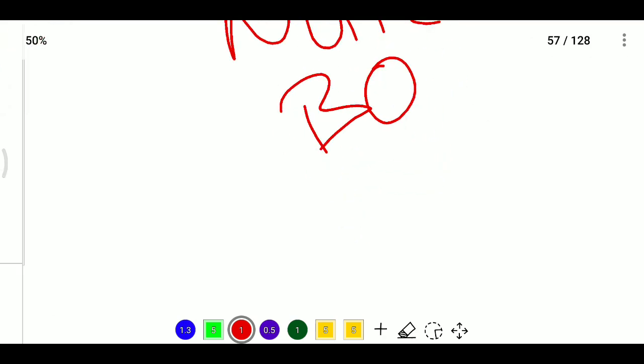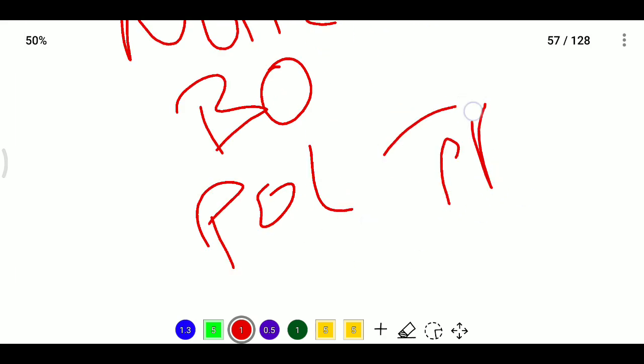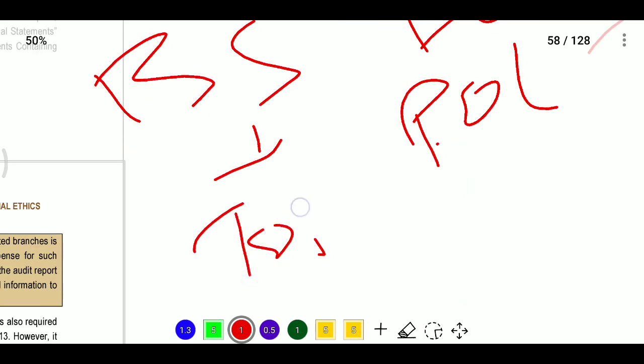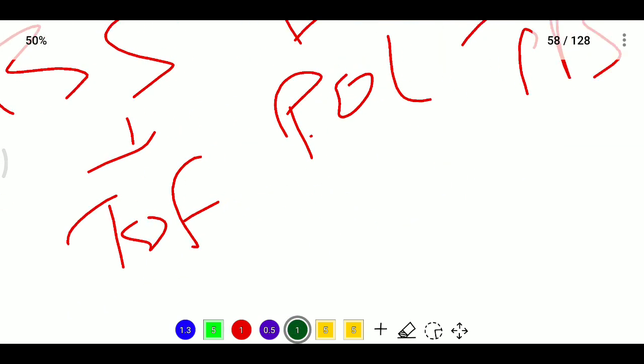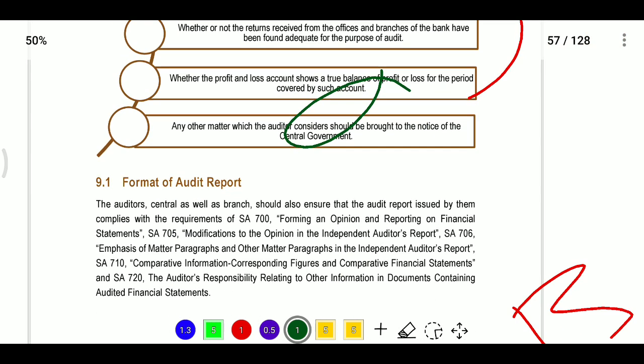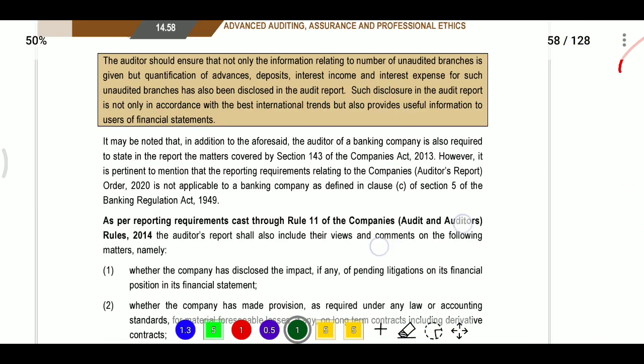Next, whether the profit and loss account shows a true balance. The balance sheet particulars should be true and fair, and for the profit and loss account, we check whether the balances are true or not. And any matter which the auditor considers should be brought to the notice of the central government, he may report to the central government. This is the main area. And what are the reporting matters?